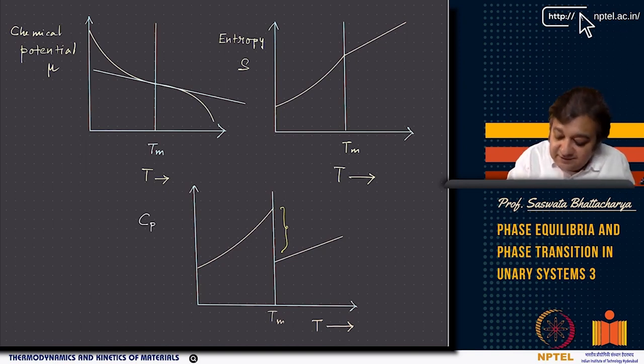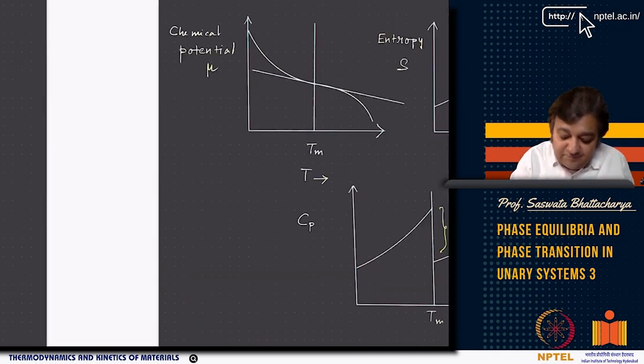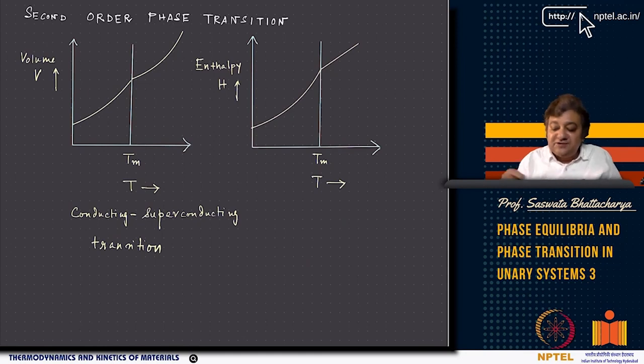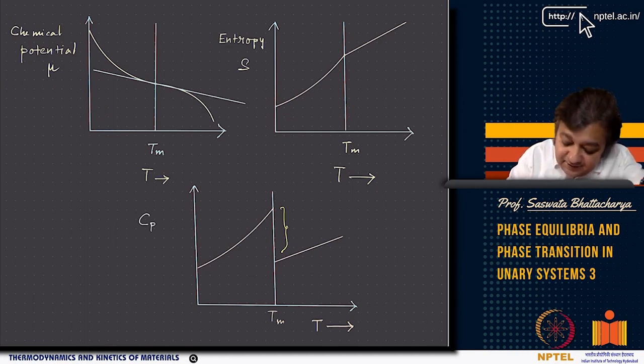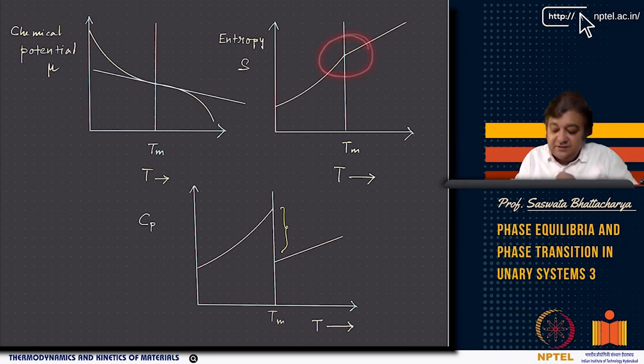But there is no abrupt jump in, for example, entropy of transition, molar enthalpy of transition, or volume of transition. These are continuous. But Cp shows an abrupt change. By the nature of the slope, the slope changes from one point to the other, but it is continuous. Cp becomes discontinuous because of this small kink at the transition temperature. This change is sharp, and that leads to discontinuity in Cp, which characterizes second order transition. Some ferroelectrics also show this paraelectric to ferroelectric transition that is of second order.